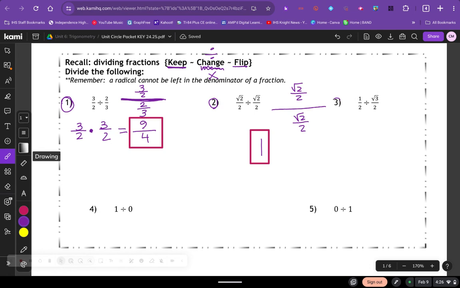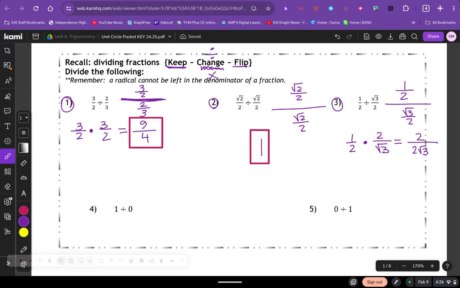Example 3. 1/2 divided by √3/2. I need to keep, change, and flip. Keep the 1/2, change the division to multiplication, and flip the second fraction. Now multiply straight across the top, multiply straight across the denominators, and I would be finished here if I didn't have this special circumstance.